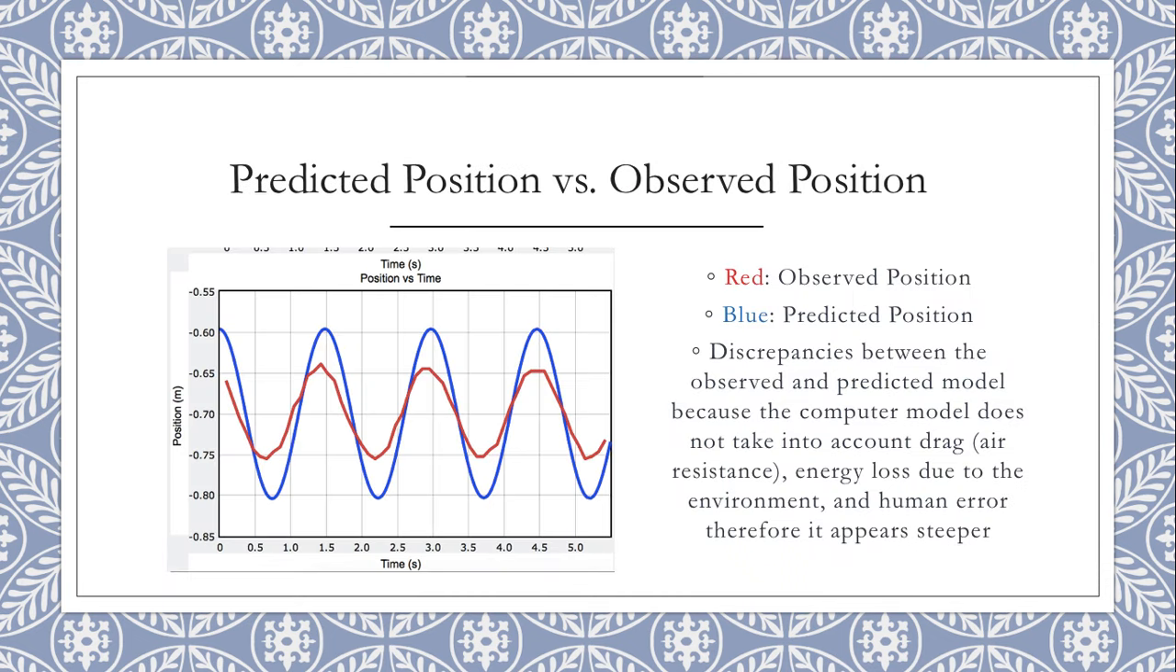Here is the difference between my predicted and observed position. There are discrepancies between the computer model and the observed model because the computer model doesn't take into account things such as drag and energy loss to the environment, as well as human error during the Tracker analysis. Therefore, we appear to have a steeper slope in the computer model.